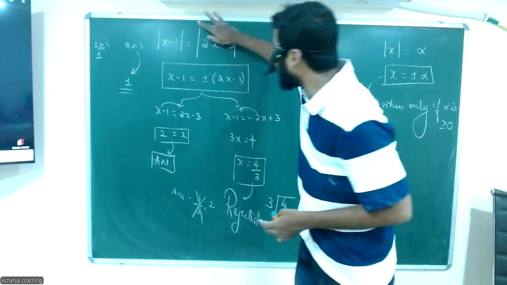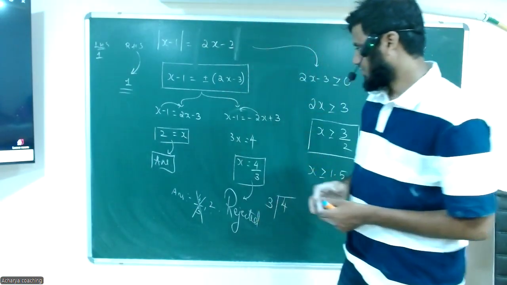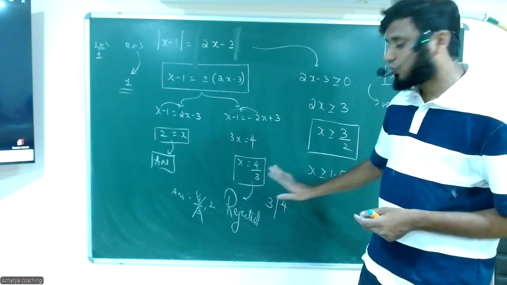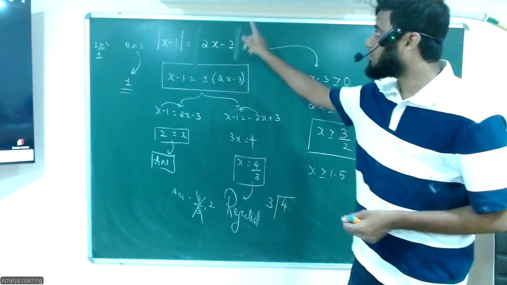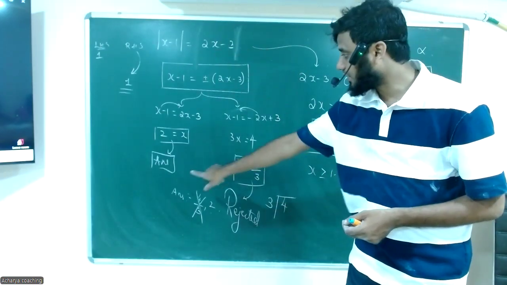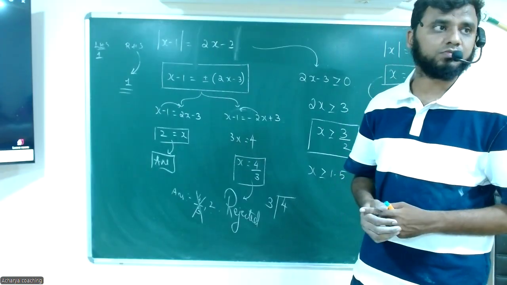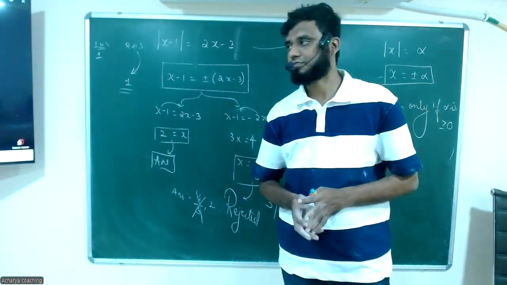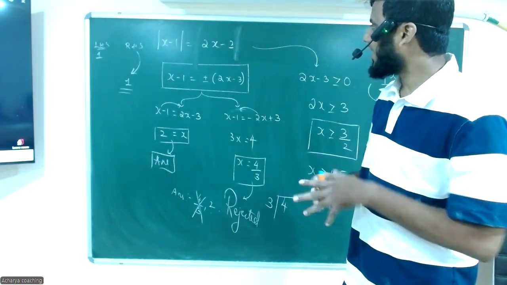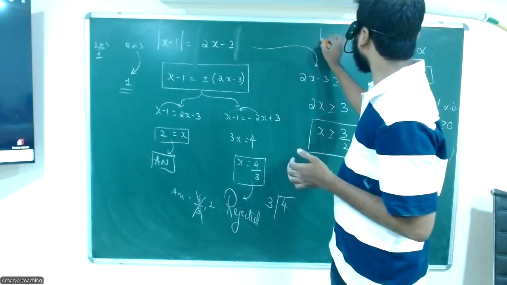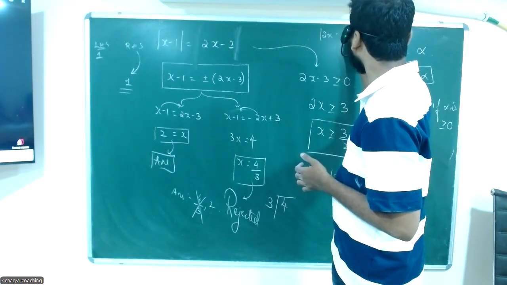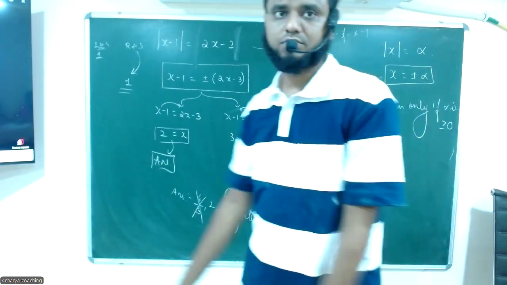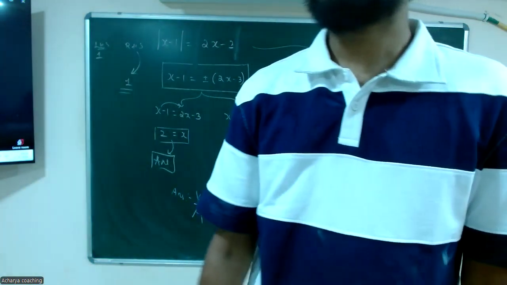Without modulus, minus 4 plus 4 by 3, we cannot take. With modulus here, we can take 4 by 3 as well as we can take 2. Then you can take one question as homework. Modulus of 2x minus 3 equal to x minus 1. This question you can take as homework.